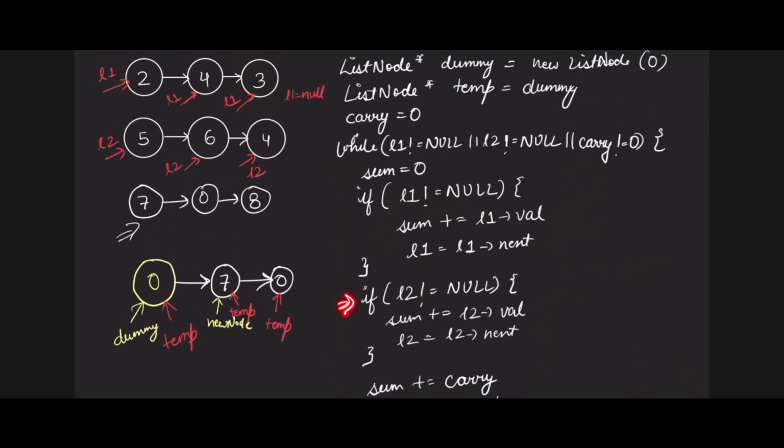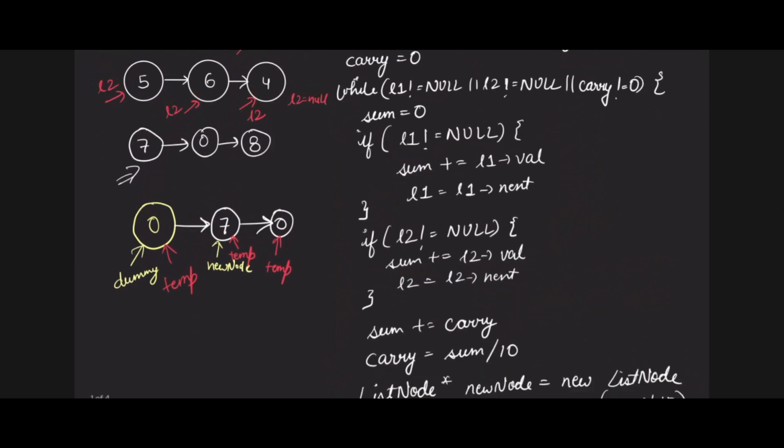Then L2 is not equal to null. In sum, we will add L2's value. So at this point it was 3. So here it will become 3 plus 4, which is 7. And then L2 will move forward. So now L2 will also be equal to null, right? Then we'll do sum plus equals carry. Now from the previous set of digits, our carry was 1. And at this point, sum was 7. So it will be 7 plus 1 equals 8, right? Then we'll update the carry, which will be 8 divided by 10, which is 0. So carry will be 0.